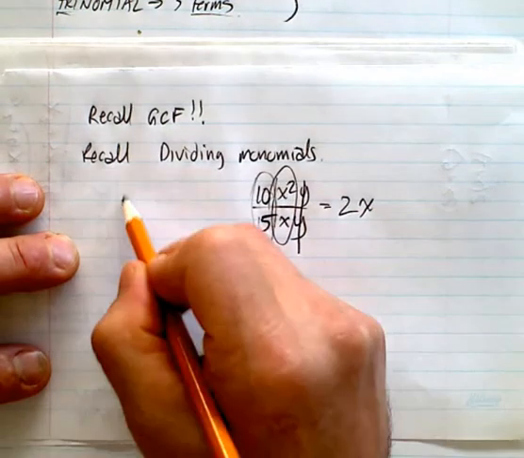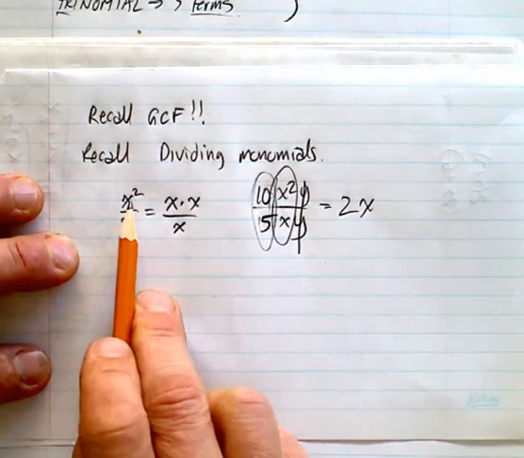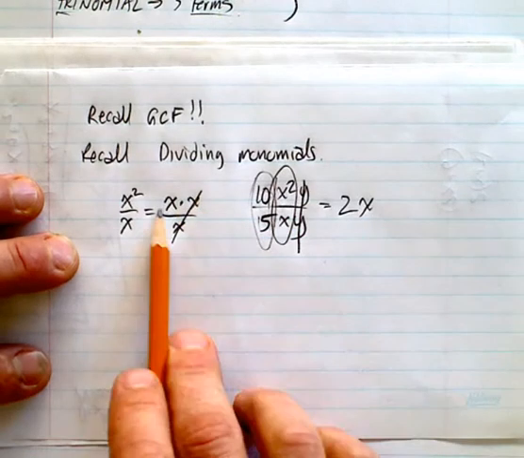If you don't see why x squared over x becomes that, well, what you can do is break it down. X squared is x times x. Boom, you cancel one of them. You have one left on the top.